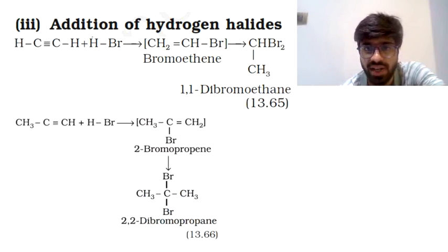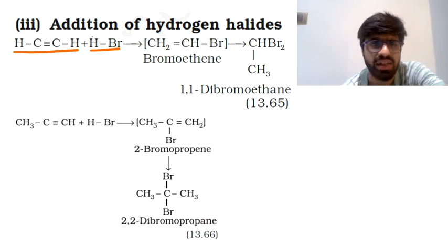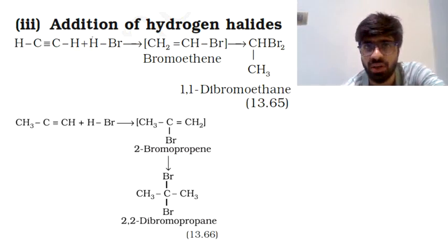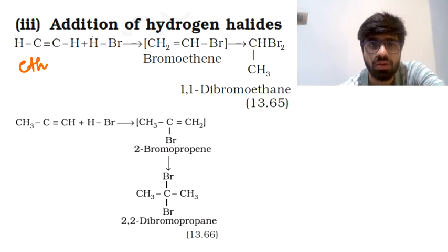Going ahead with the next reaction, you have again ethyne, and you are adding HBr to it. It's very simple. You need to simply follow the Markovnikov rule. Now ethyne is not an unsymmetrical alkyne, so here you need not apply the Markovnikov rule.